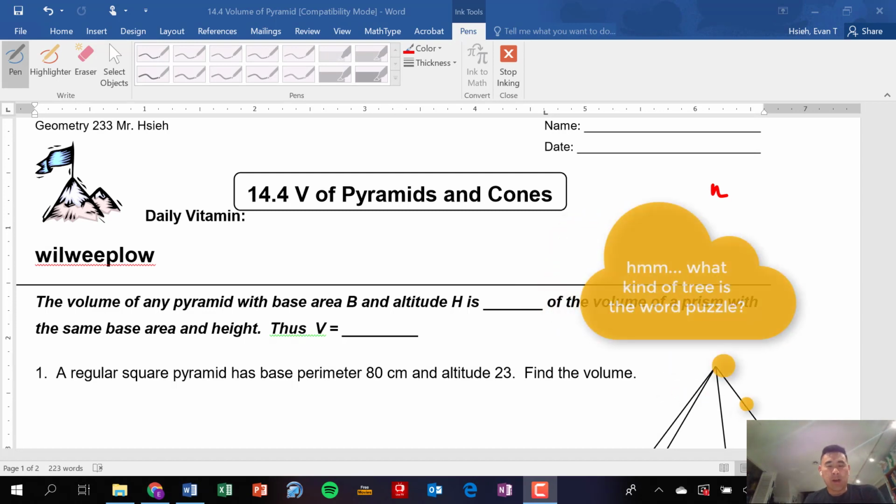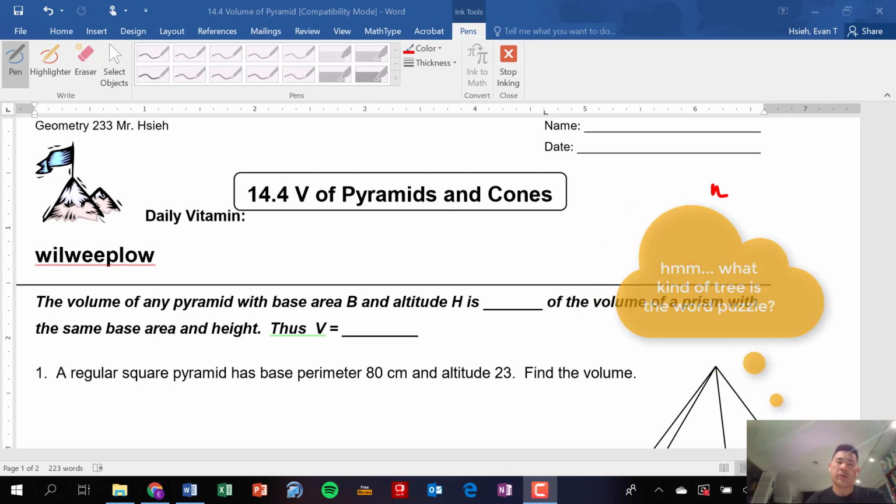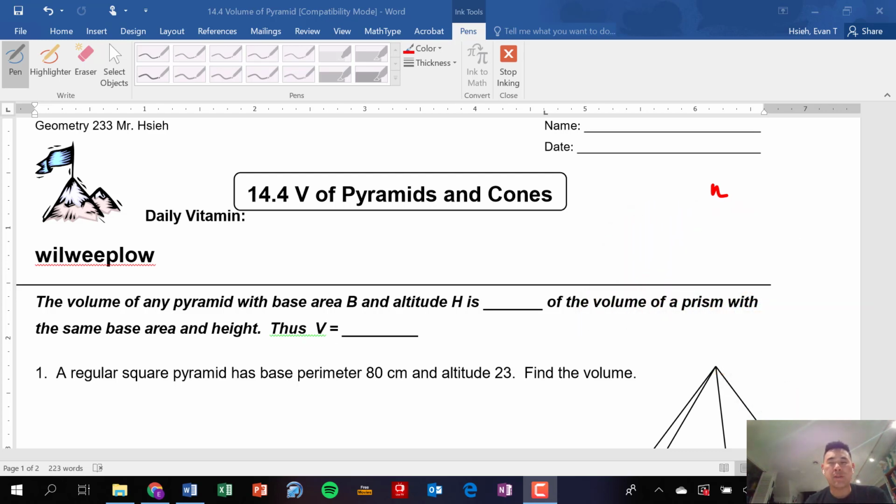In this section, we're going to take a look at the next section of volume, which is going to be the volume of pyramids and cones. So let's start out with pyramids. I have a little video to show you.